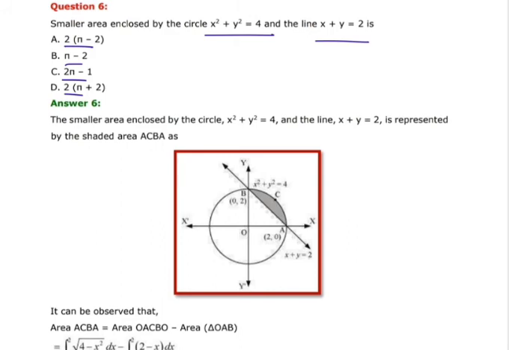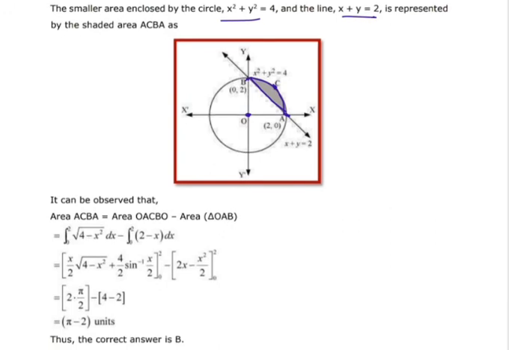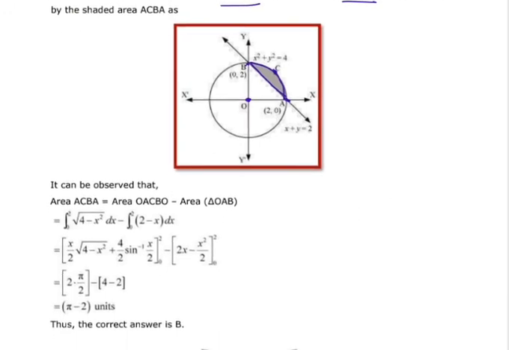The smaller area enclosed by the circle x square plus y square equals 4 and the line x plus y equals 2 is represented by the shaded area ACBA. As can be observed, the area ACBA equals the area OACBO, this whole area we are considering, minus the area of triangle OAB. This area we are subtracting.